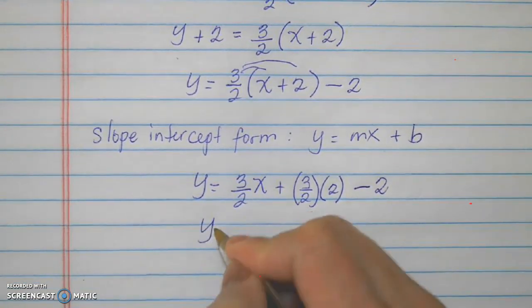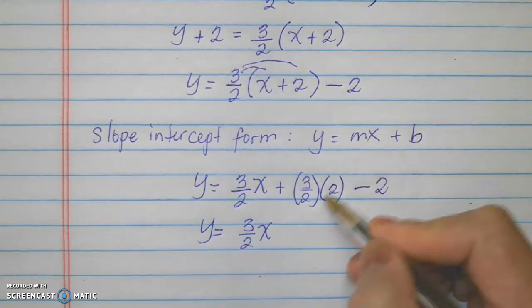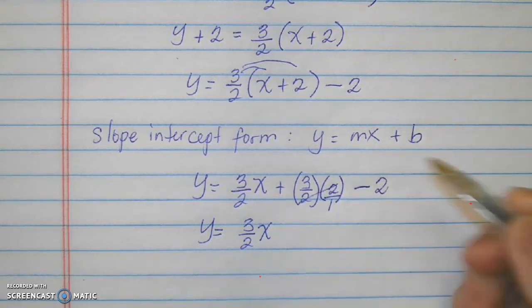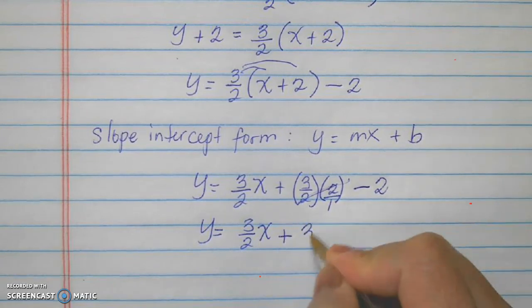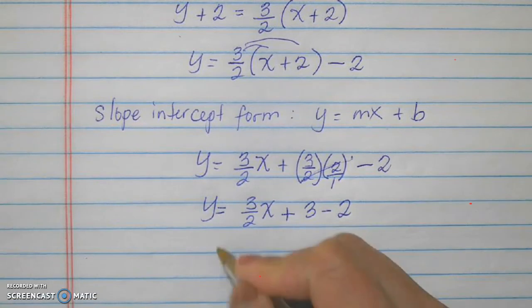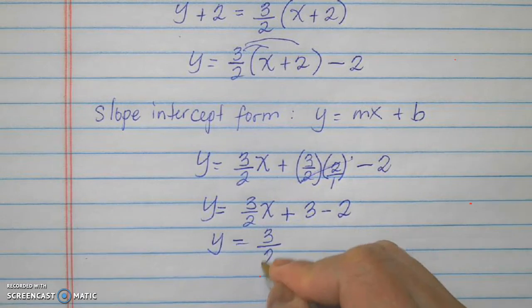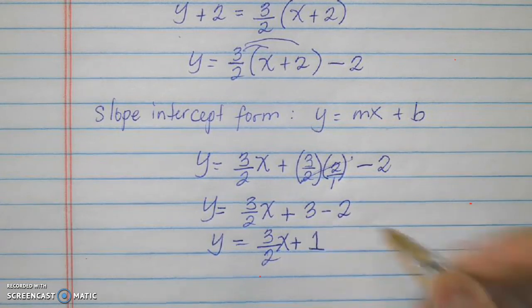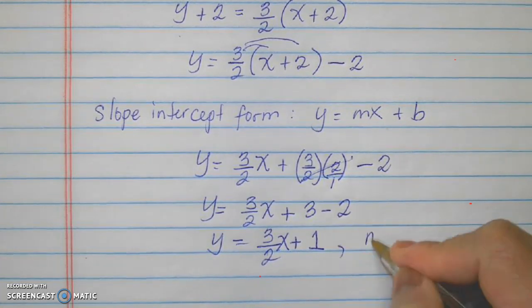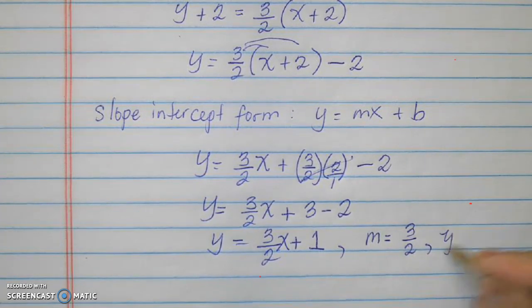This will now be y equals 3 out of 2x. This has a denominator of 1, so this will cancel out. So that's a positive 3 minus 2. Your final equation for slope-intercept form is going to look like y equals 3 out of 2x plus 1, which means that your m or your slope is 3 out of 2, which we got a while ago, and your y-intercept is a positive 1.